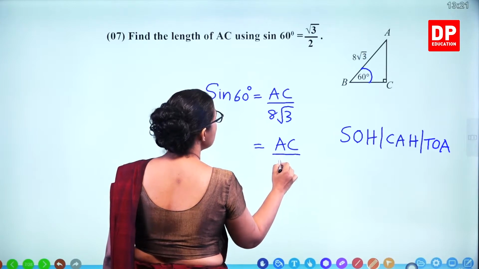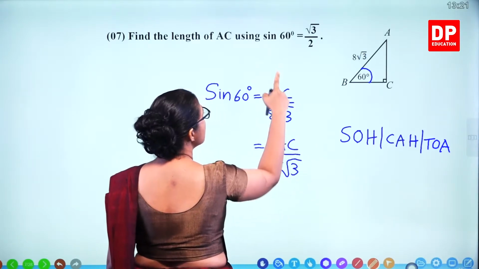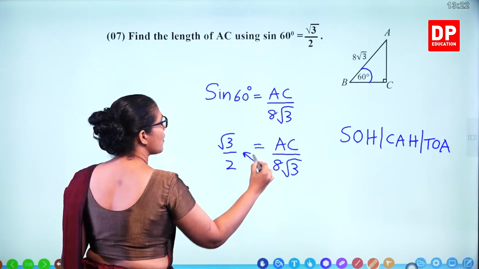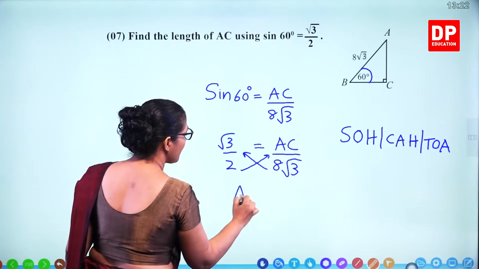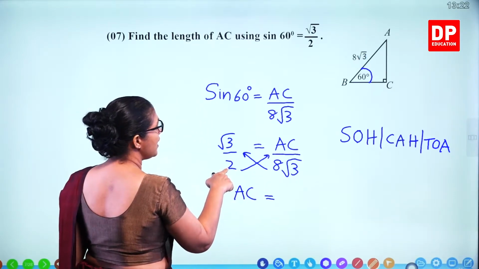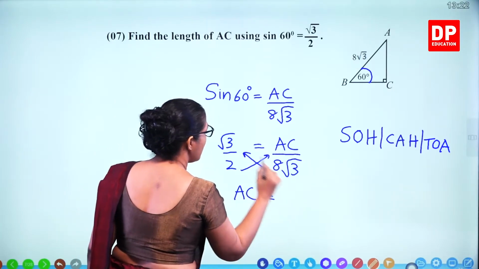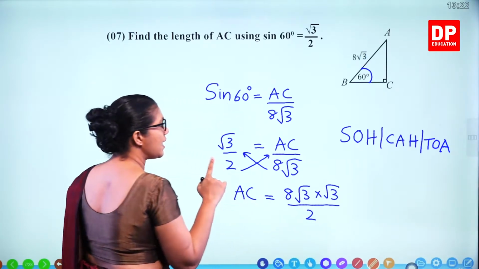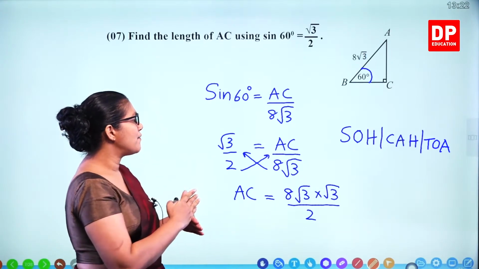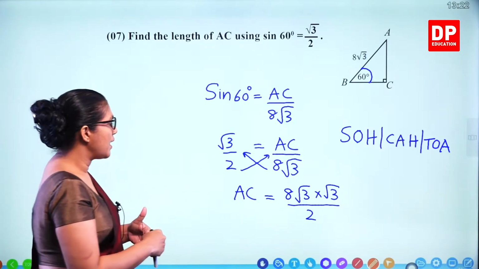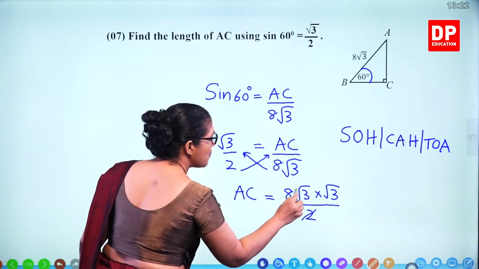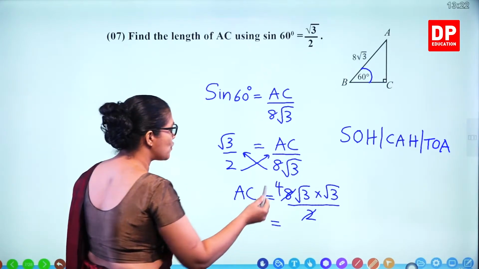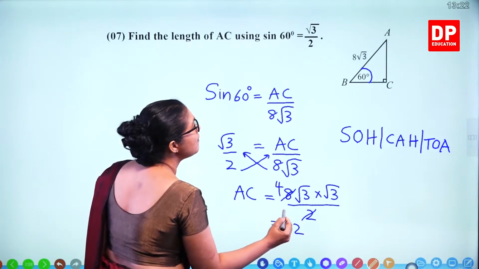Now we can substitute the sine 60 value. It's given, root 3 over 2. Now cross multiply. AC is equal to, here you can keep 2 here, 8 root 3 into root 3 divided by 2, if you want to make AC the subject. So you don't need to multiply first by 2 for 2AC and then divide by 2 again. Straight away you can write 2 times 4. Root 3 and root 3, when you multiply, you get 3. 3 times 4, 12. So 12 is the answer.